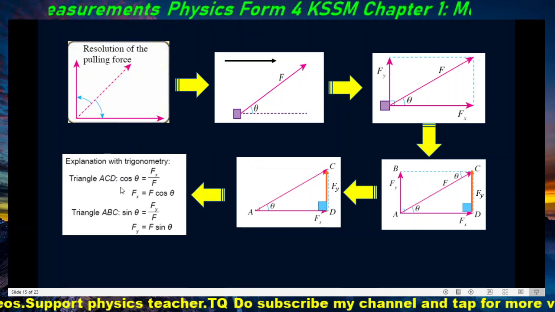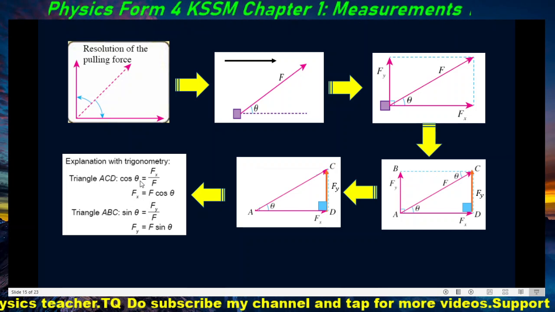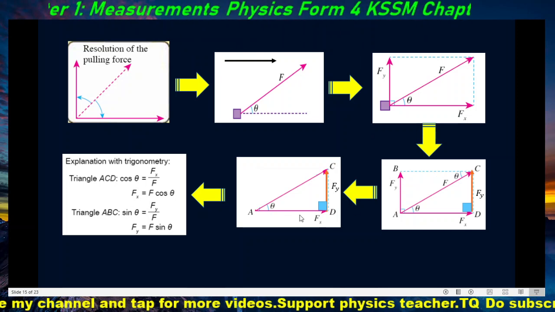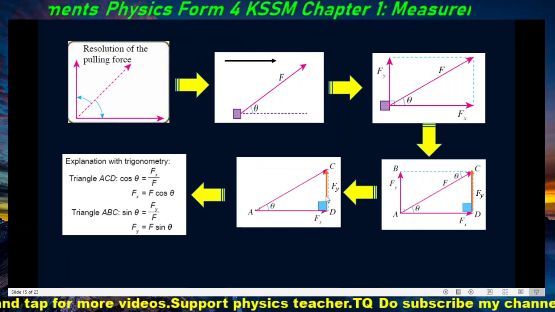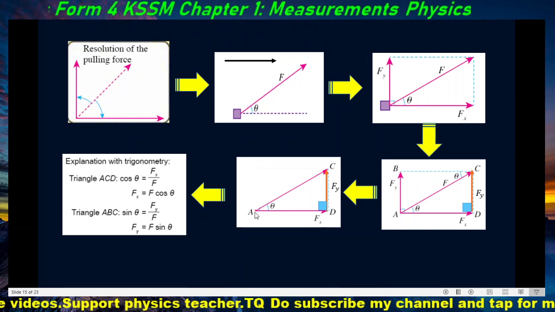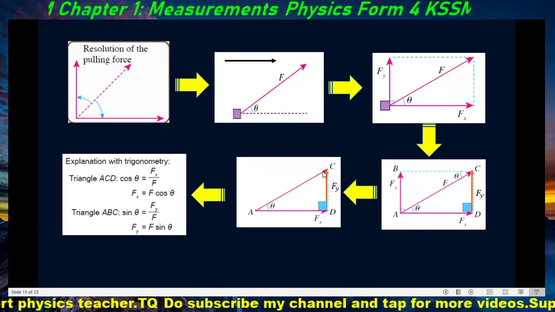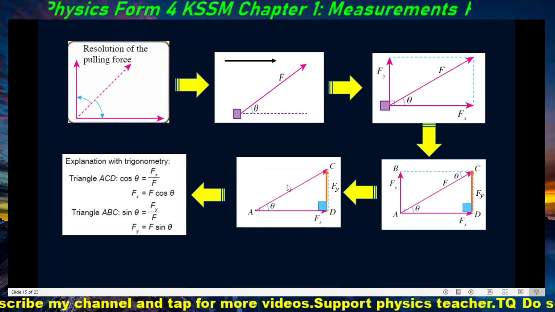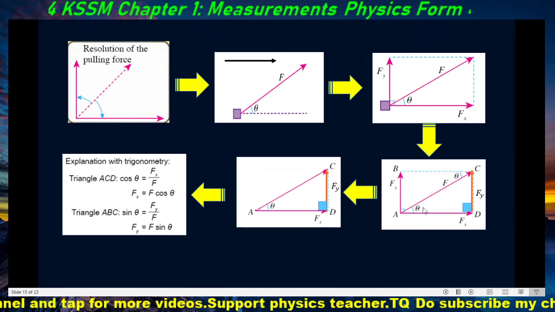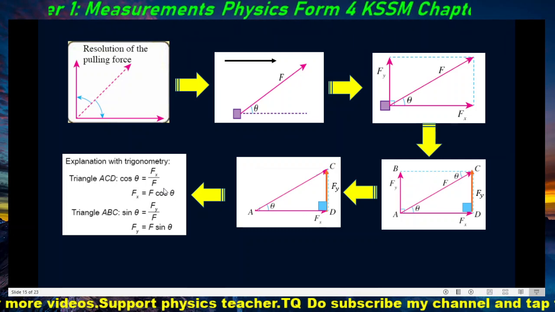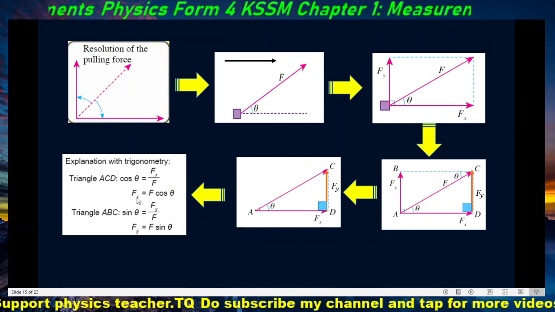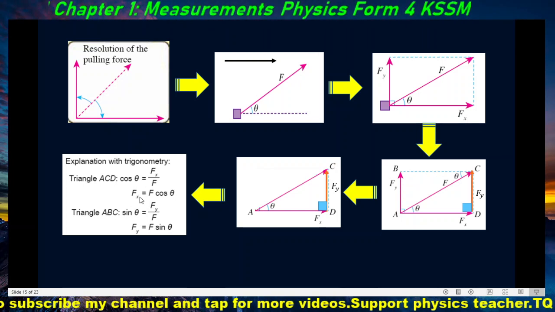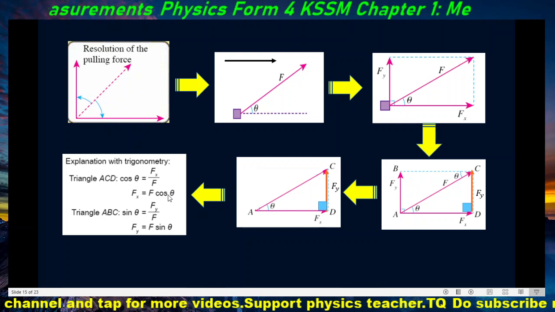Now we apply trigonometry by using cos and sine. For angle theta, Fx is the adjacent side, CD is the opposite side, AC is the hypotenuse side. Cos theta equals adjacent divided by hypotenuse. Thus, Fx divided by F. So from here, we can make Fx the subject of the formula. Thus, we get Fx equals F cos theta.